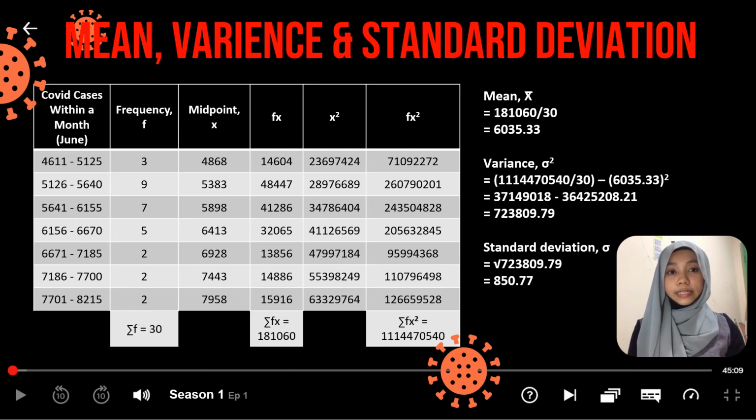The mean is 6,035.33, the variance is 723,809.79, and lastly, the standard deviation is 850.77.